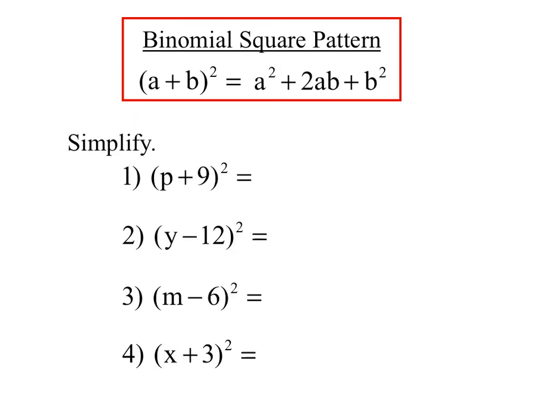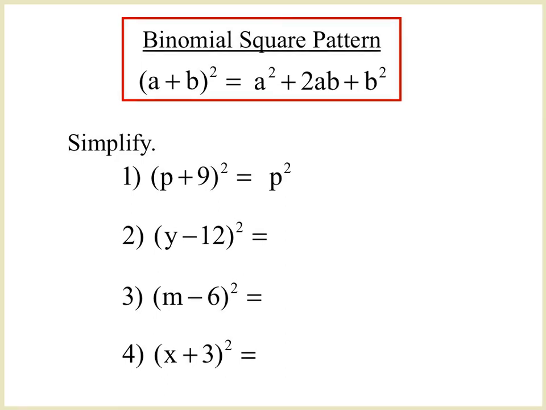All right, so remembering that pattern, let's try it. Square the first term. I'm going to square the last term. And now I'm going to multiply them both together. P times 9 is 9p. Then double it. 9p times 2 is 18p. Makes it nice and quick and fast. So when we're doing lots of these, we can get them done really quick.